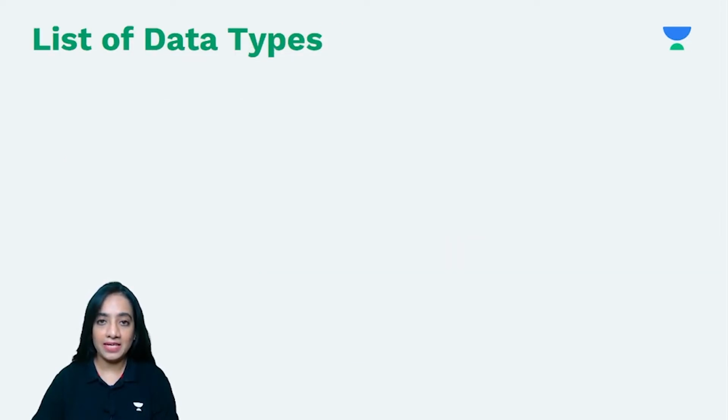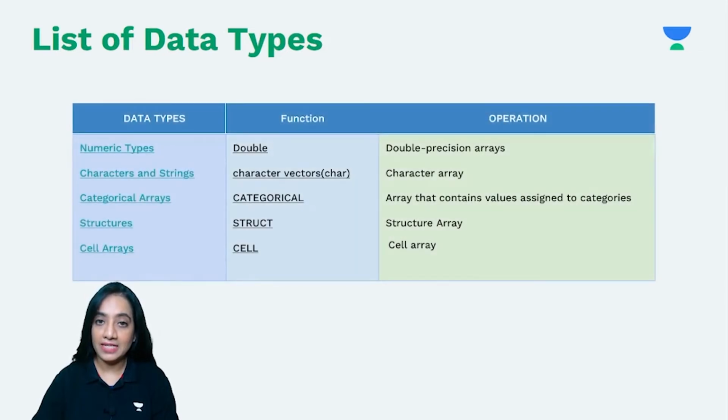List of data types in Matlab. We could have different data types in Matlab. One could be numerical, a string or a character, categorical, or cell or structure arrays. We will see their operations, how we can create them, how we can manipulate them in the tool of Matlab.